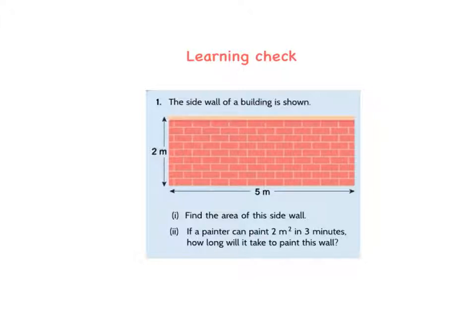And for your homework, you can try this little question. You have a rectangle here, a wall, and you need to find the area of this wall. It's really easy. It's just a rectangle, so multiply one side by the other. And then, if a painter can paint 2 meters squared in 3 minutes, how long will it take to paint this wall? First of all, you need to find the area, and then you need to find the time.